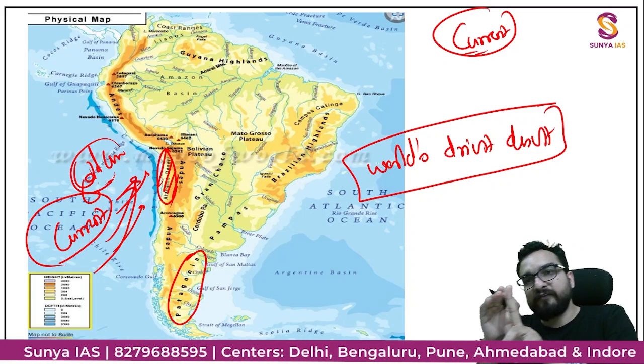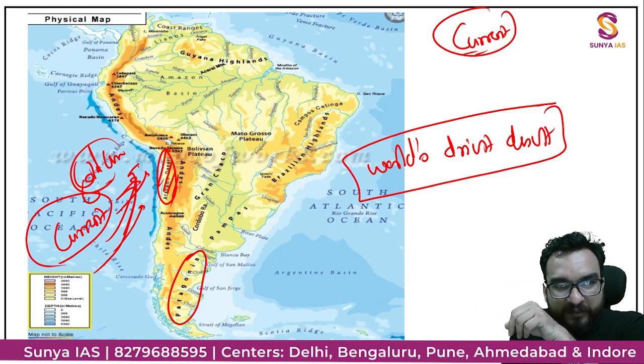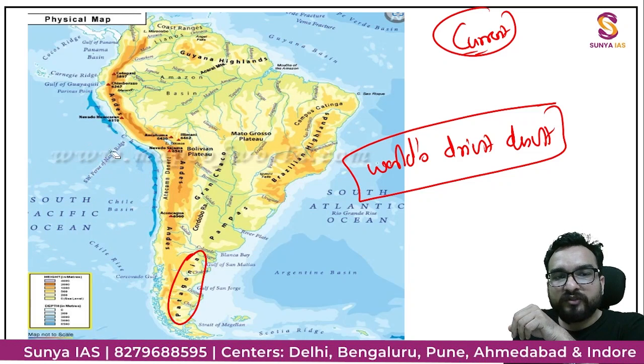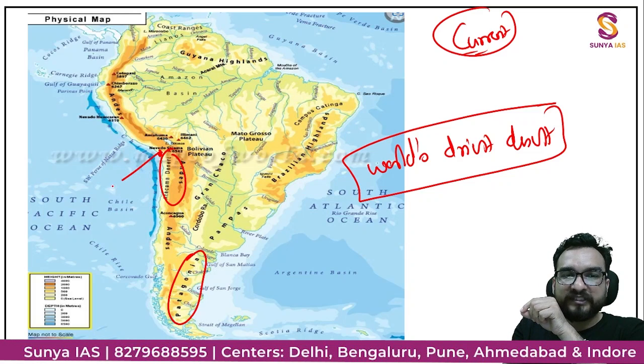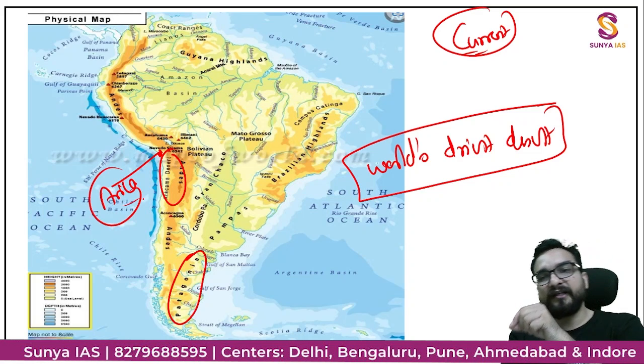Two types of current are there, warm current, cold current. So when you see a cold current here, that will create a condition for dryness. So that's why you will find the world's driest desert over here. And here you also find Arica. Arica, world's driest place, right?